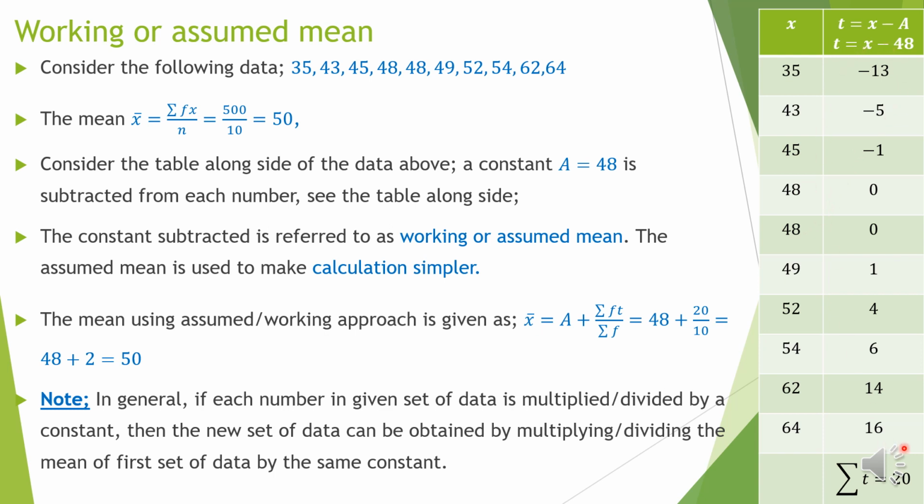Once you have formulated this table, then you can apply this formula where x bar equals assumed mean plus the summation of ft over the summation of f to get your mean. This becomes easier when you are using assumed mean as opposed to when you are adding all the data and then dividing. Keep in mind that assumed mean is there to simplify your calculation by using smaller numbers so that you can avoid the errors that result when you are using bigger numbers.